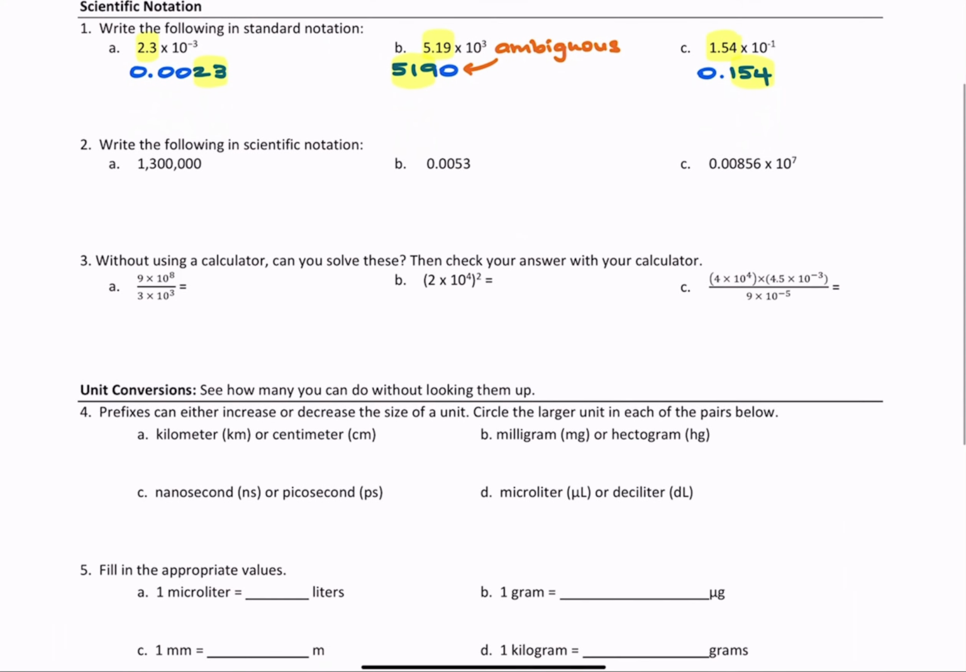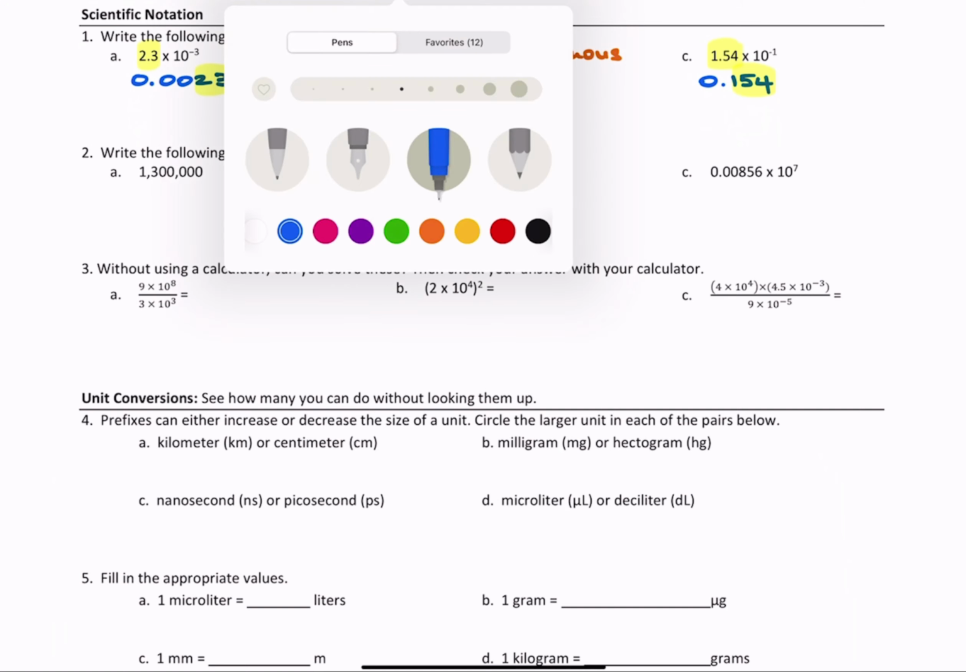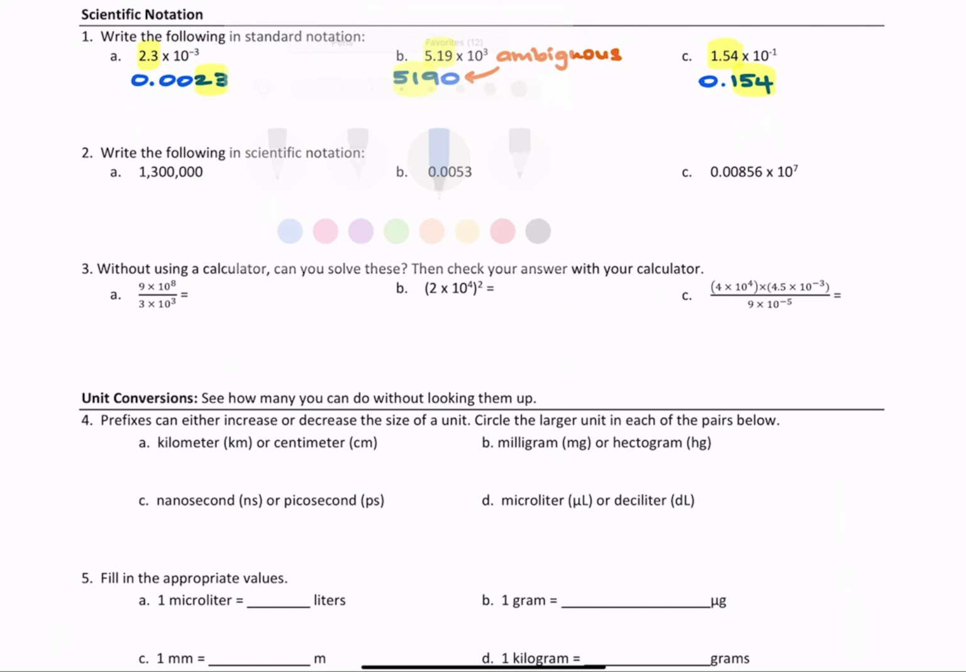Problem number 2. Write the following in scientific notation. So this time we're going to do the opposite. So when we look at the first problem, we have a big number. We expect a positive power of 10. 1.3 times 10 to the 6.